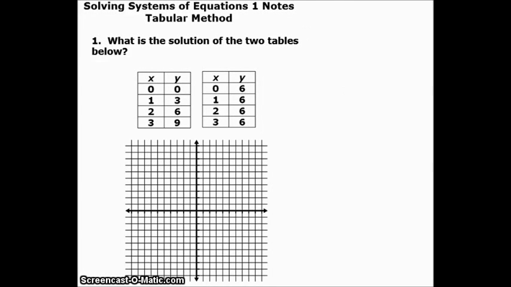Okay, so today we're going to be talking about solving systems of equations. And so the first thing we probably should talk about is what is a system. A system of equations is just two or more equations that have the same variables.